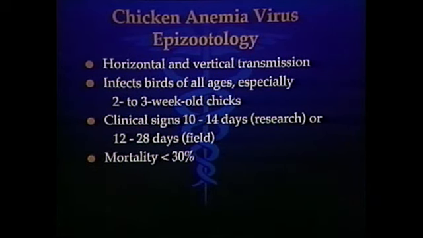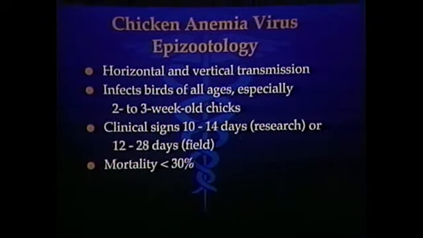Clinical signs of circovirus infection usually are apparent within a week and a half to 2 weeks following experimental inoculation of birds, or up to 28 days following exposure to the virus in the field. The mortality is generally less than 30%.